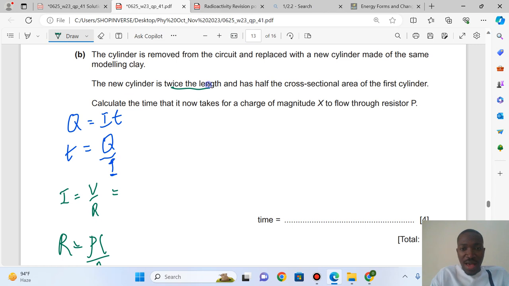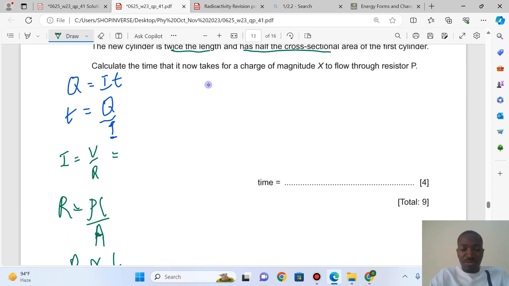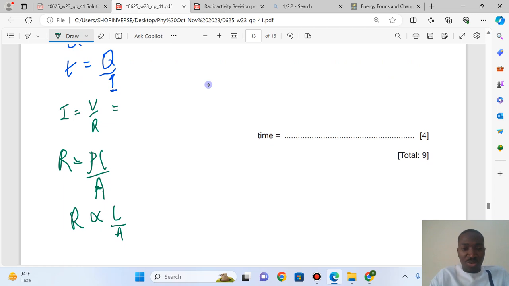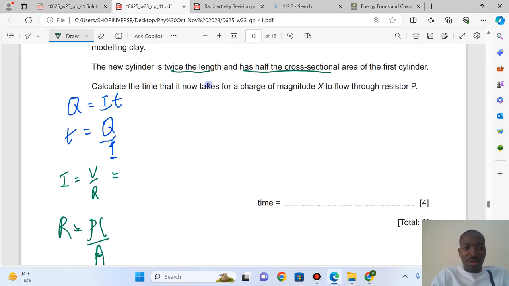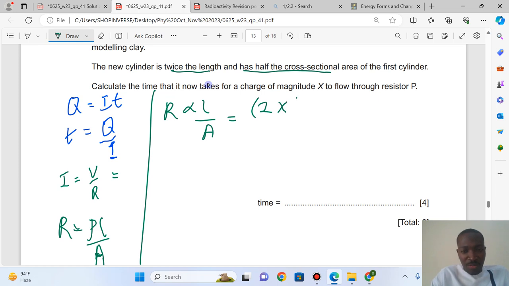Now, you were told that the new length is twice the length, and half the cross-sectional area. So if length has been multiplied by 2, what happens to resistance? Resistance is proportional to length and inversely proportional to area. Twice the length means we'll be using 2 times the original length, and half the original area. This is what we'll be multiplying by the first resistance, because the length is twice and the cross-sectional area is half.